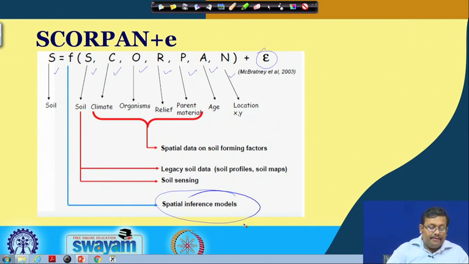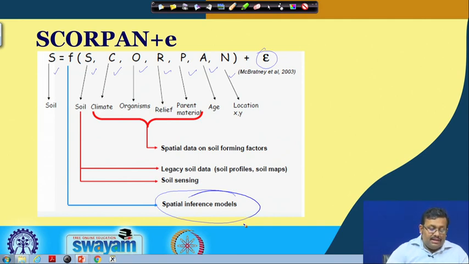So, basically this SCORPAN+e model says that the soil of a particular place can be modeled, or in a more precise way, any particular property of a soil can be predicted by combining these factors: soil, climate, organism, relief, parent material, then age and location.